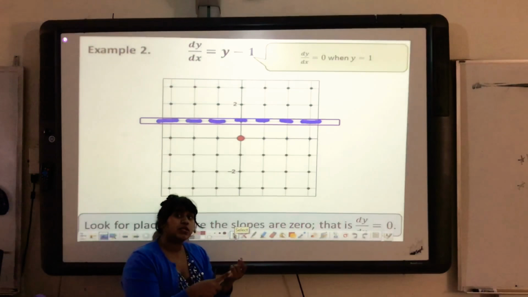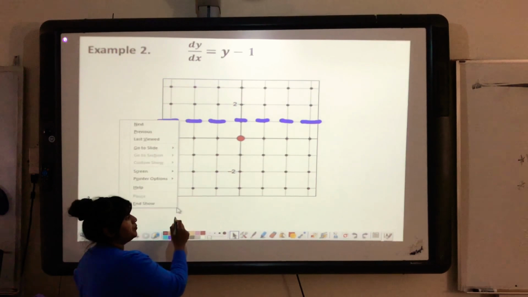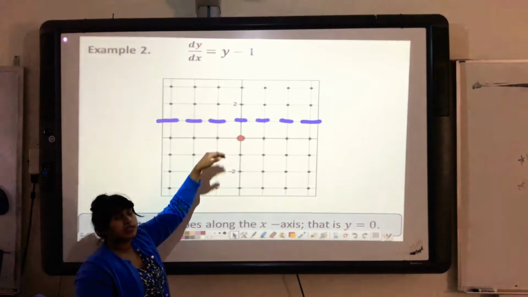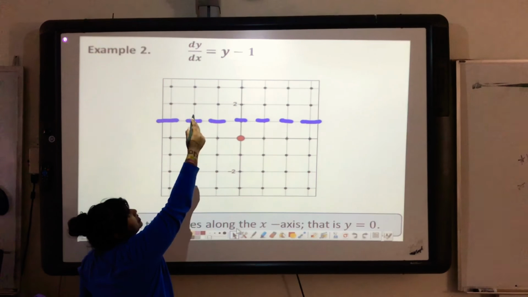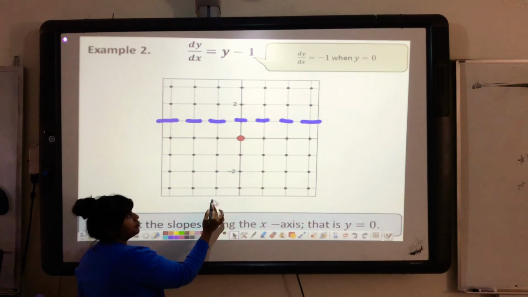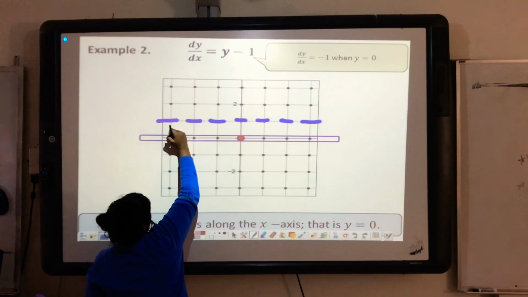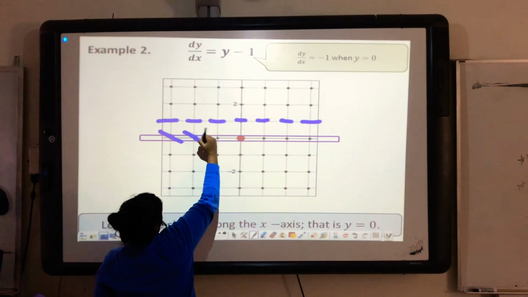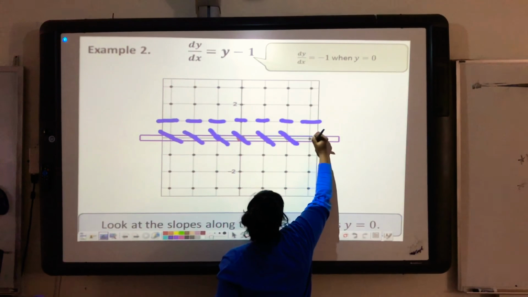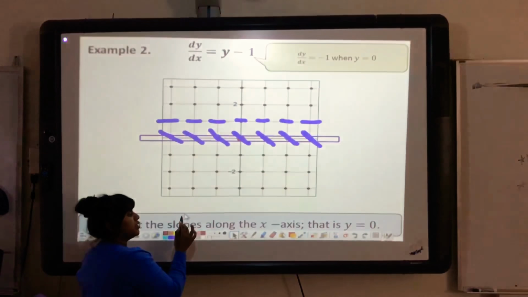Then you want to look at when x equals 0 or when y equals 0. Well, in this instance, we're doing y. So when y equals 0, that means we're looking at the x-axis, right? This is where y equals 0. So if y equals 0, what happens? I plug in 0 and it becomes -1. So that means all along this line, I must have slopes of -1. So that's going to be that perfectly negative diagonal. Okay? And then from there, I just plug away and see what depends on it.